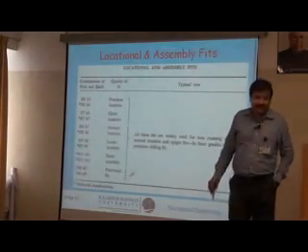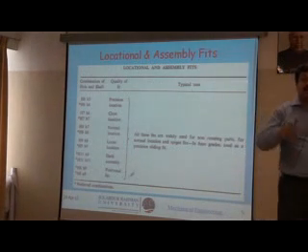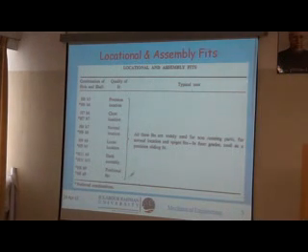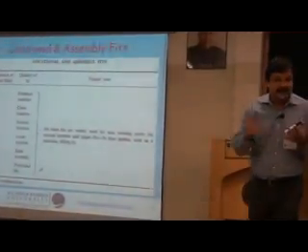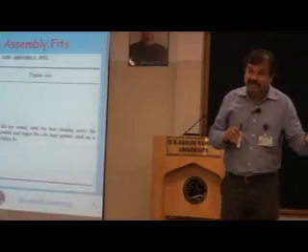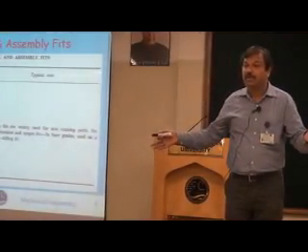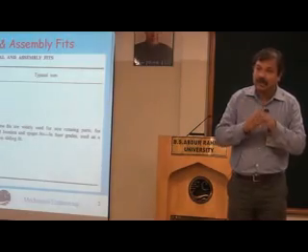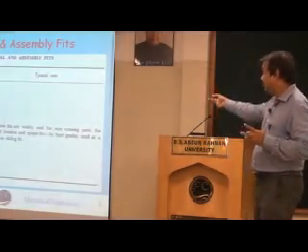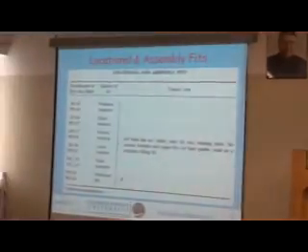Next slide please. Locational and assembly fits. I just want to locate two parts, or I just want to assemble two parts. So here I don't want too much interference, neither do I want too much clearance. If there is too much clearance, there will be inaccuracy in locating. So that is the next case, locational and assembly fit.